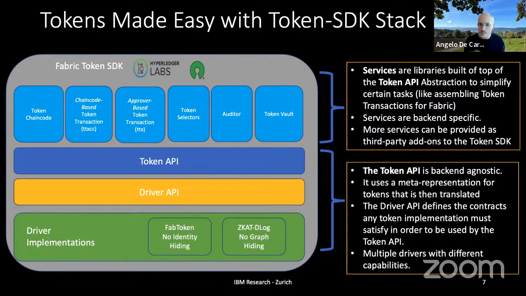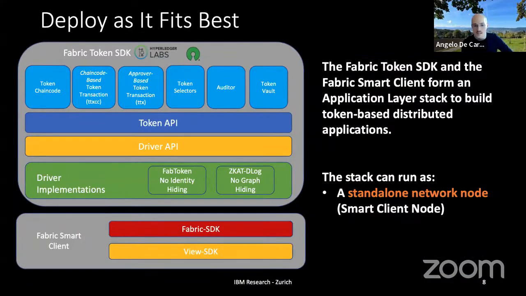This layering of the token SDK allows us to quickly change the driver when we need to. We can upgrade the system to new drivers, or we can even decide at the beginning what we want to use. And the token API allows us to implement applications without having to worry about the underlying driver implementation. So we achieved the goal that we wanted: write your application once, forget about the backend, forget about the complexity of the zero knowledge proofs, and just focus on your business application.